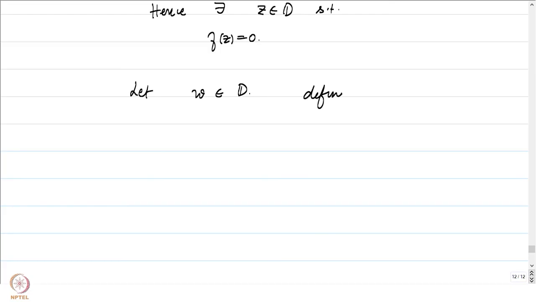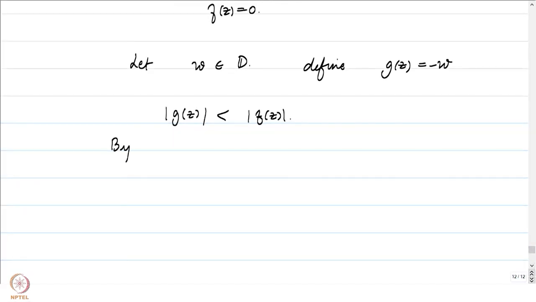Define G of Z to be equal to minus W, the constant function on omega, right? In particular, what do we know? We know that the absolute value of G of Z, which is equal to the absolute value of W, which is strictly less than 1, is less than the absolute value of F of Z. We also know that F does not vanish on the unit circle.